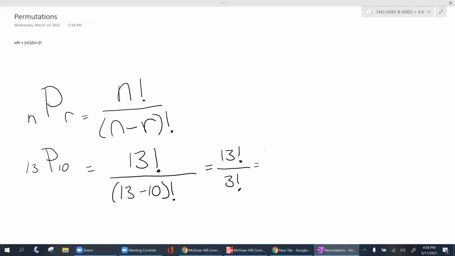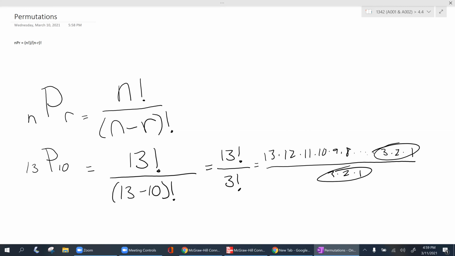And I would probably do that just because it's going to be a while till I get to 3. 3 times 2 times 1 divided by 3 times 2 times 1. These can cancel out, leaving me with just 13 times 12 times 11 times 10. And you would just plug those into your calculator, and whatever it gives you, that is your answer.